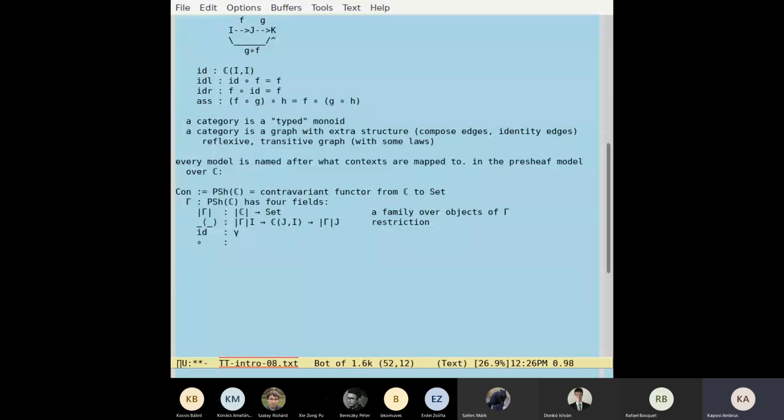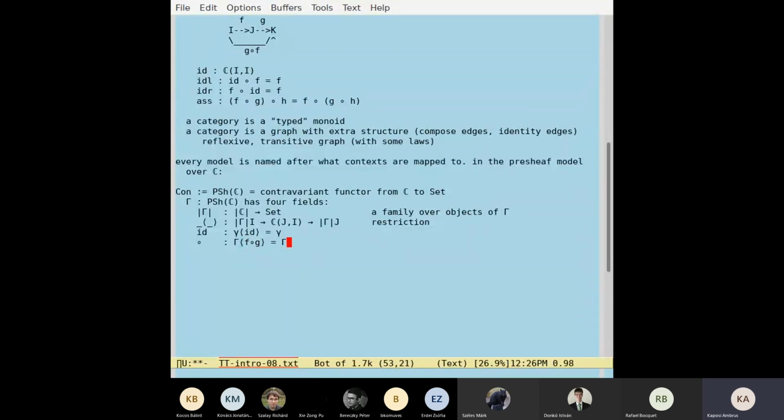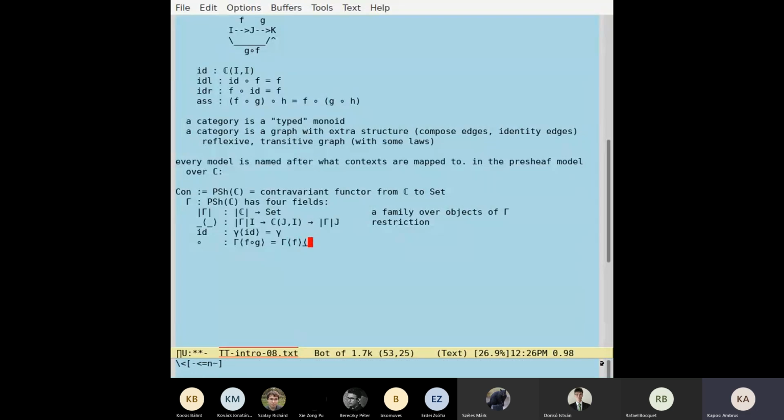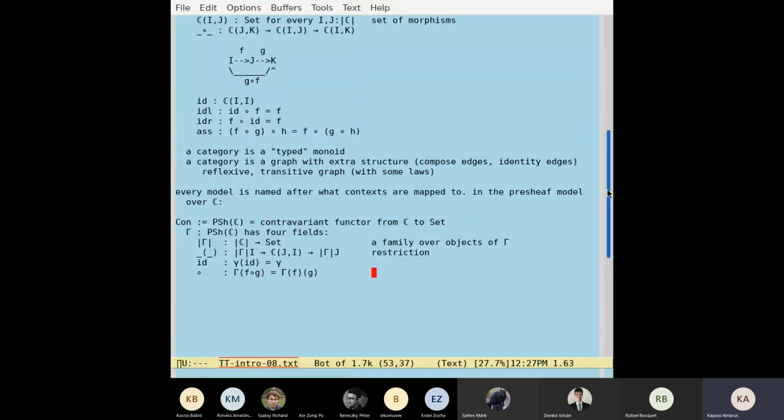So if I restrict a gamma with the identity, it's the same as gamma. And if I restrict the gamma with a composed morphism, F composed G, it is the same as first restricting it with F and then restricting it with G. Okay, so in fact, these 4 components really correspond to exactly the first 4 components of the category, right?